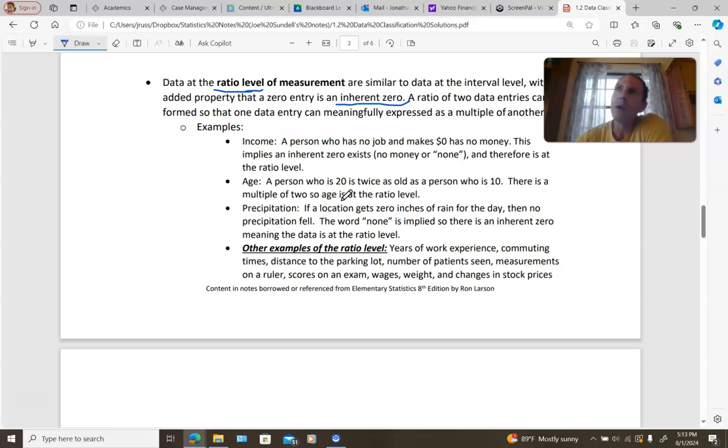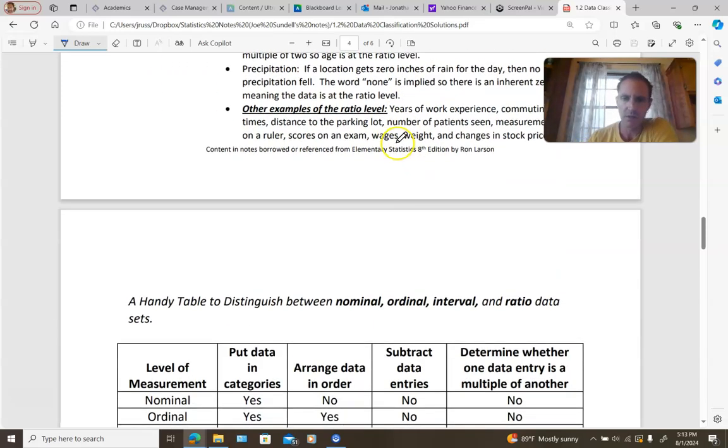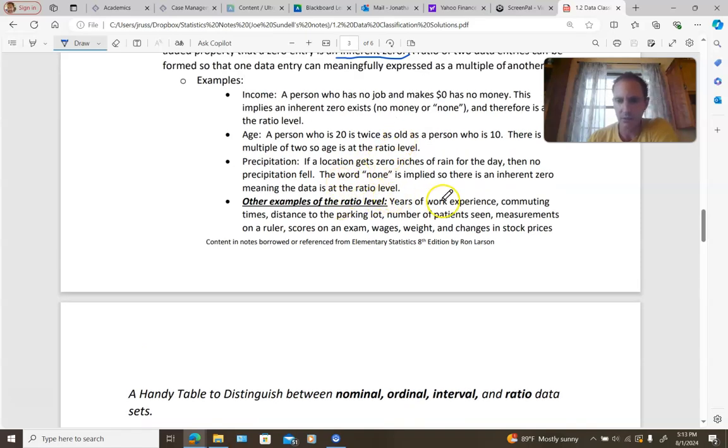And then, if one place received 6 inches of rain, another place received only 2 inches, you could say that the place that received 6 inches received 3 times as much rain as the place that only received 2 inches. Okay. Some other examples of data at the ratio level would be years of work experience, commuting times, distance to a parking lot. So this would be in whatever unit is used to measure that distance. Okay, it can be feet, it can be meters. Hopefully it's not miles.